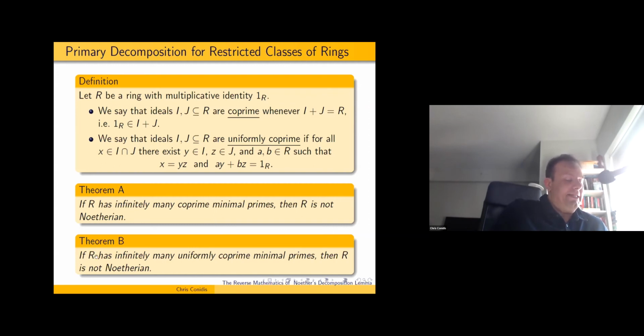Theorem B says that if R has infinitely many uniformly coprime minimal prime ideals, then R is not Noetherian. In theorem B, I'm restricting the class of rings even further to these uniformly coprime minimal primes, and I am requiring that my ring has infinitely many of them. So here's theorem A and here's theorem B. It turns out that A and B are both equivalent to the tree anti-chain theorem, modulo maybe a little bit of induction.